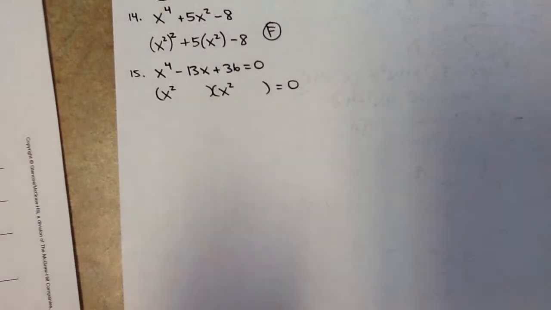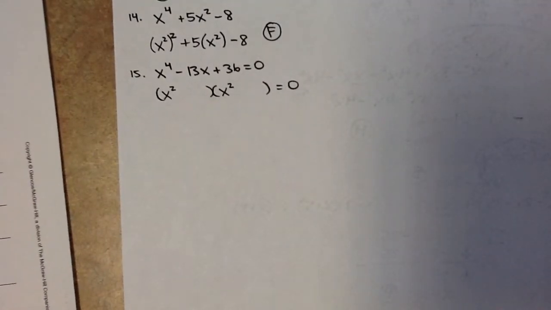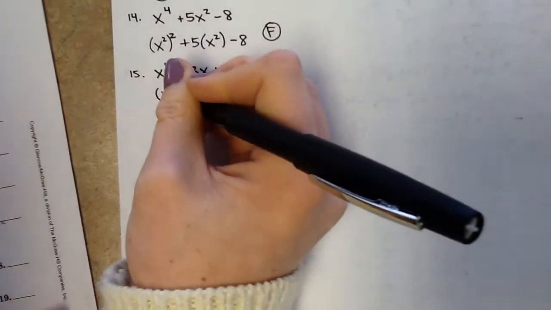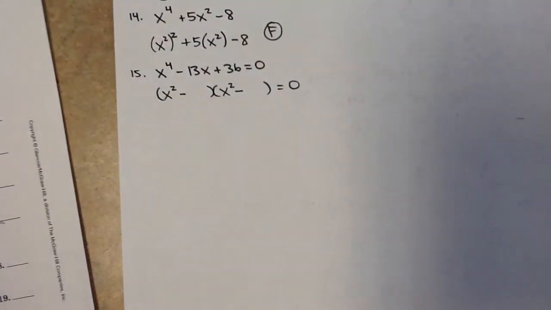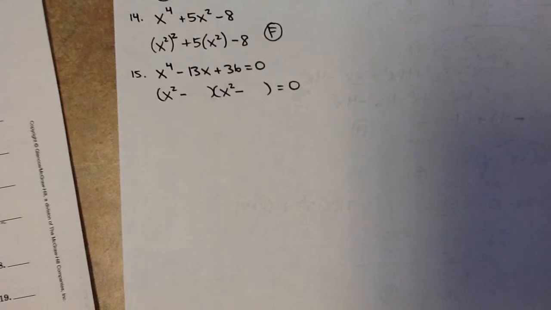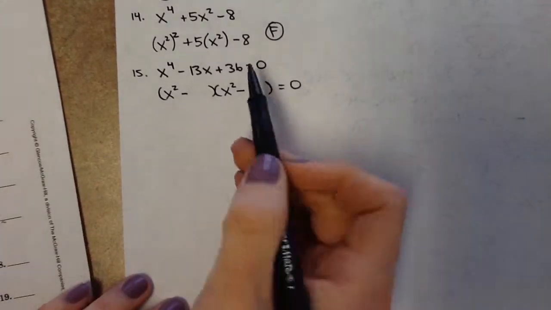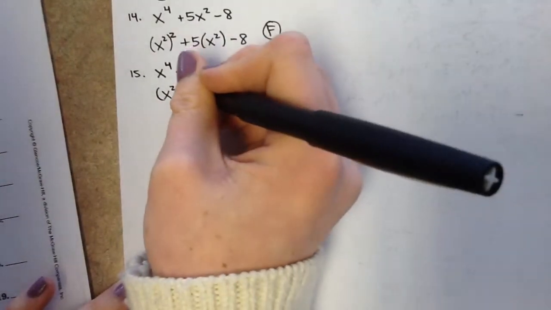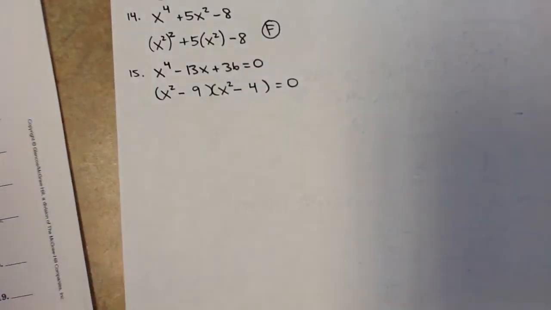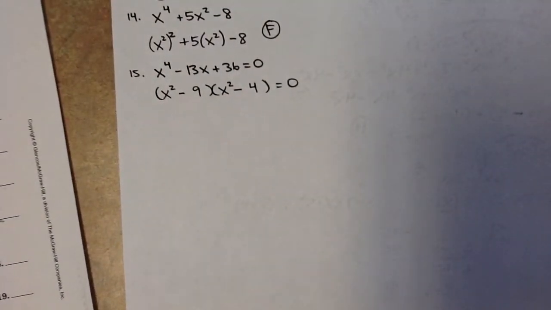Then these two numbers are supposed to multiply to 36, but when I add up my middle terms together, I'm supposed to get a negative 13. So if I'm multiplying to something positive and adding to something negative, I know for sure that they're both going to be negative. Okay, and to multiply to 36 and add to 13, it's going to be 9 and 4. Okay, so now two options here.